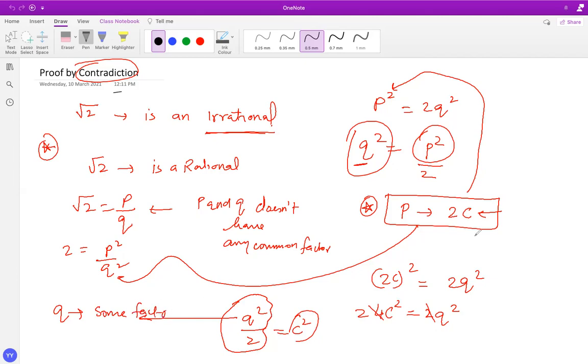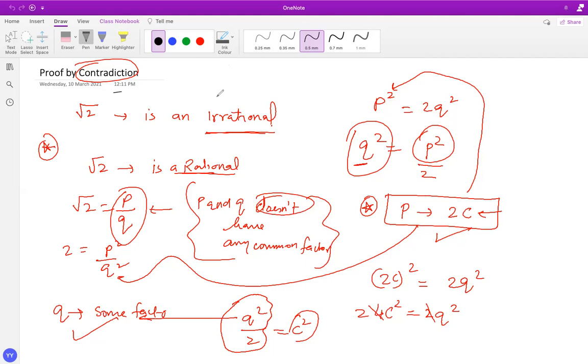Now, since p has some factor of 2 and q has some factor of 2, there is at least one common factor, 2, between p and q. Since they have a common factor, that clearly violates our assumption that p and q have no common factor. That is the clear indicator that this is an irrational number.